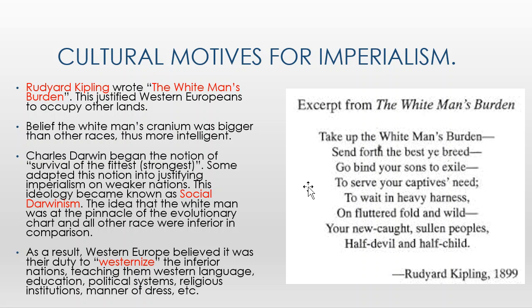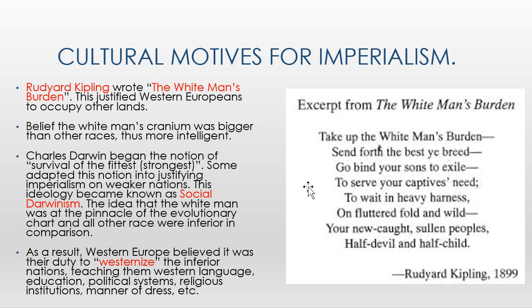Another prevailing thought, and a really important one that you need to click in your brain here, we have Charles Darwin, and he began the notion of the survival of the fittest. You're probably very familiar with this, the law of natural selection, right? So some people adapted this notion into justifying imperialism on weaker nations. They came up with this ideology known as social Darwinism. And it's the idea that the white man is at the pinnacle of the evolutionary chart, and that all the other races in the world are somehow subpar to the white male evolution that they've achieved. So that was part of, and that kind of goes with, the white man's burden, right?